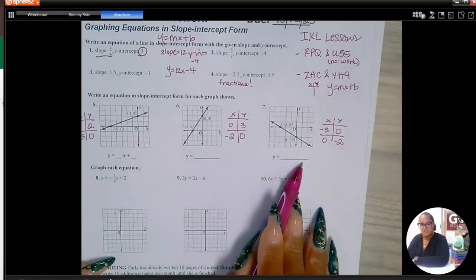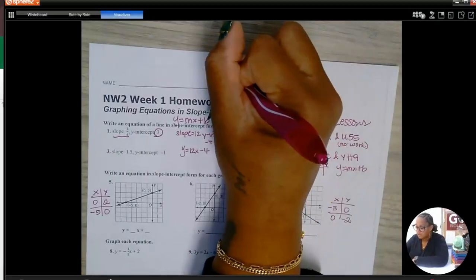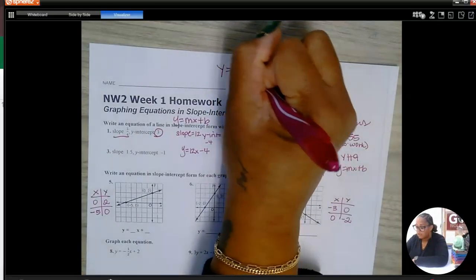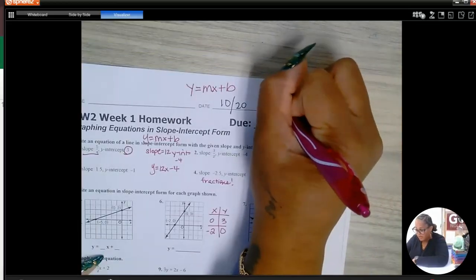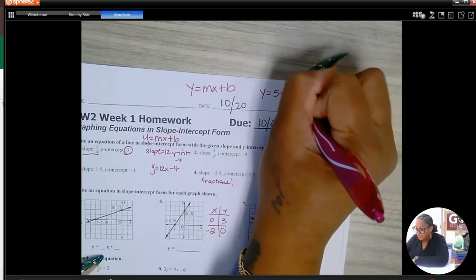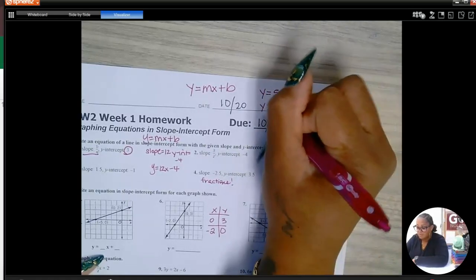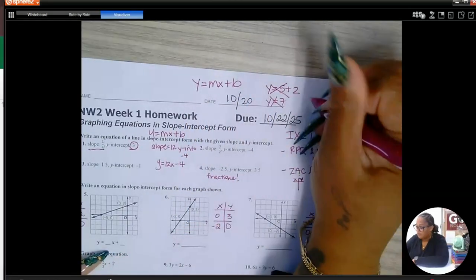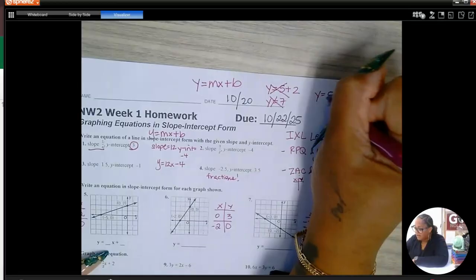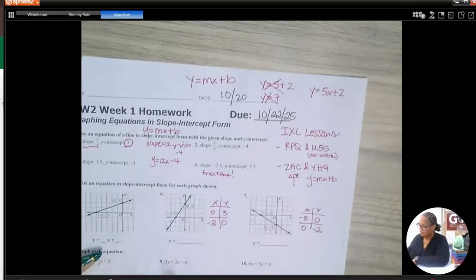Do not forget your x. Just because they didn't put it there doesn't mean it's not supposed to be there. I need to see y equals mx plus b. You have to have the x there. This is not an appropriate equation: y equals 5 plus 2. Well, then y equals 7. I should not be able to combine these. I don't want to see that. I want to see y equals mx plus b. Y equals 5x plus 2. That's what I want to see.